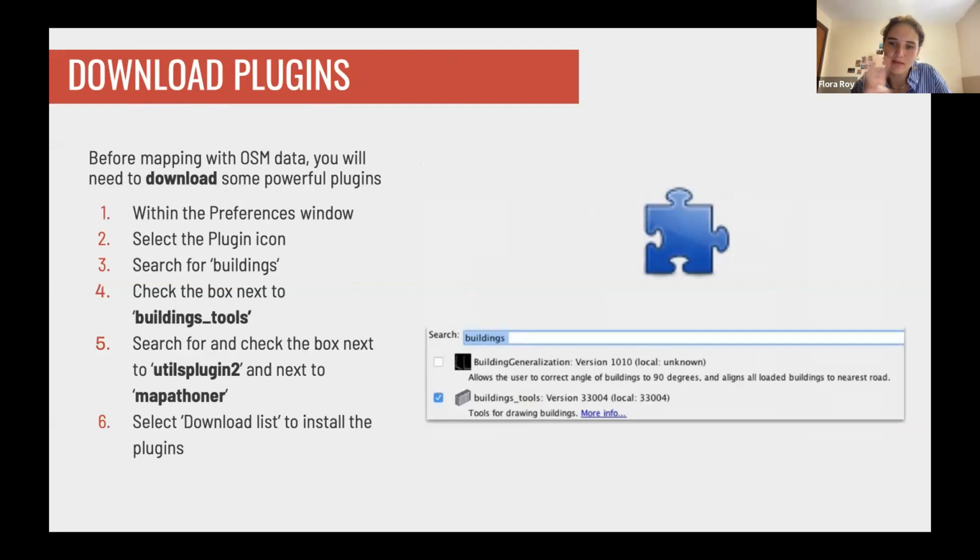And then there's three main plugins that we use. It's the Buildings plugin, the Utils plugin, and the Mapathoner plugin. You have to search for them in the little search bar, and then they will pop up one by one, but you want to select them all, and then you can select download list, and that will install the plugins onto your JOSM, and then you will be able to use them. These plugins might need updates later on, but JOSM will always inform you if your plugins are out of date and need an update. Next slide, please.